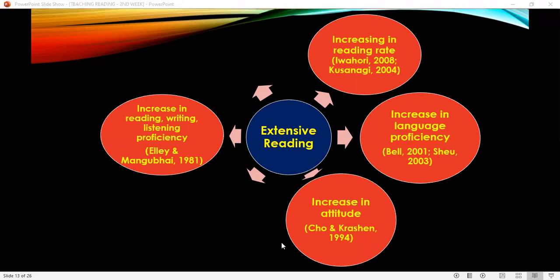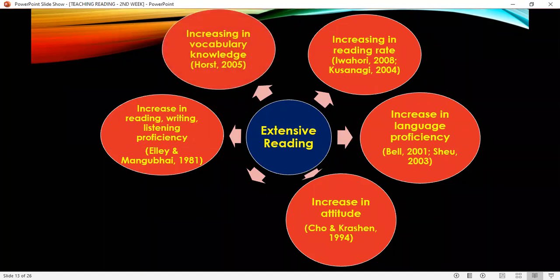Yeah? Other people, Iwahori and Kusanagi, 2008 and 2004, say that using extensive reading increases reading rate. So the number, no? How many? Maybe pages or paragraphs or books, no? This is the reading rate. The other one, Coe and Krashen, remember Stephen Krashen, 1994, says that it increases attitude. So they are motivated to read, all right? Also, you increase vocabulary knowledge. Your vocabulary increases.